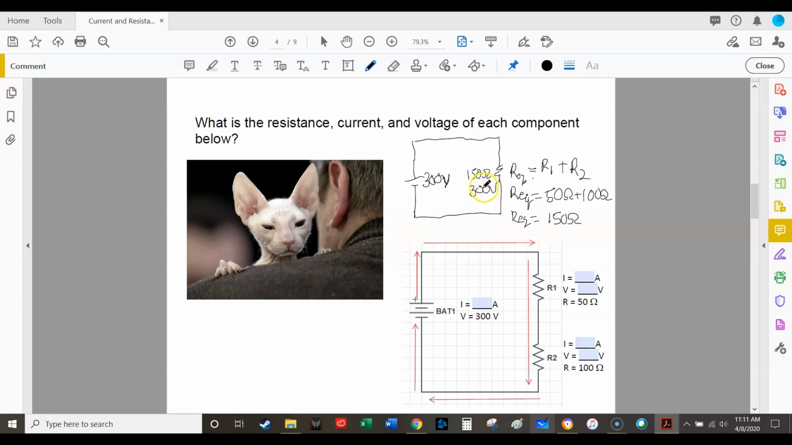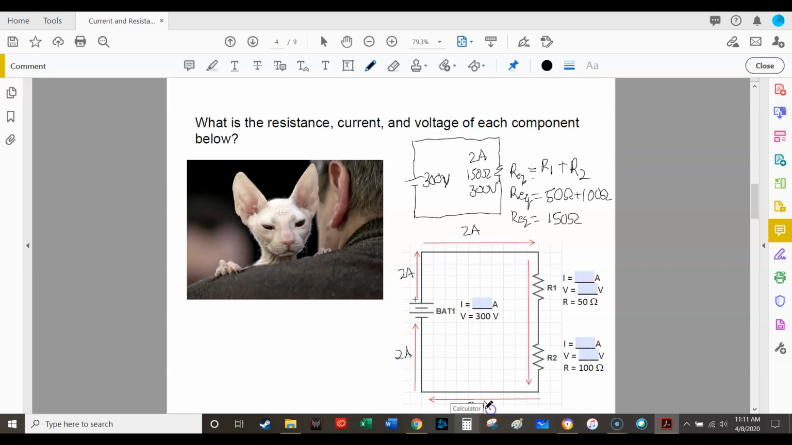To get the current, voltage divided by resistance is current. So that is going to give us 300 volts divided by 150 ohms is 2 amps. So now we know that this is 2 amps. This is 2 amps. This is 2 amps. Everything is getting 2 amps.